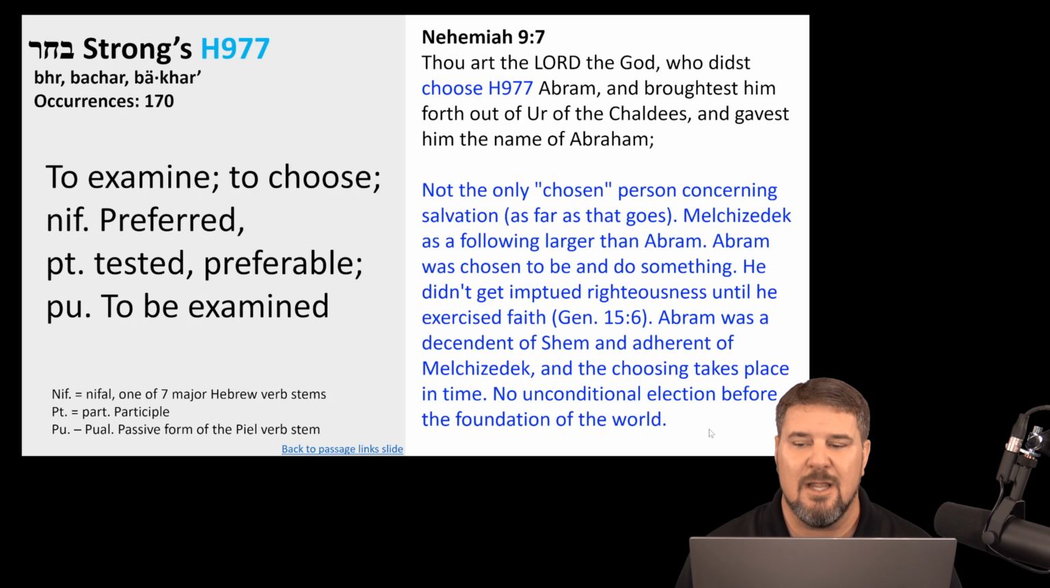So Abraham is not the only person concerning salvation as far as that goes. Melchizedek has a following larger than Abraham, and Abraham was chosen to be and to do something. He didn't get imputed righteousness until he exercised faith. Genesis 15:6. So Abraham was a descendant of Shem and an adherent of Melchizedek, and the choosing takes place in time. It's not unconditional election before the foundation of the world.